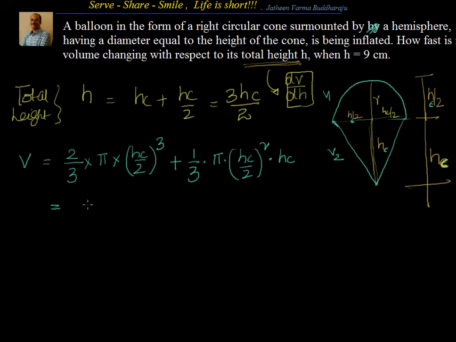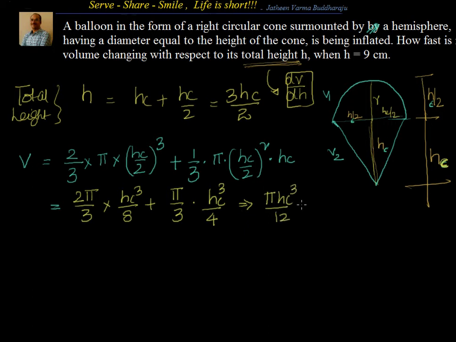If you simplify that, what we will get is 2 pi by 3 into hc cube by 8 plus 1 by 3 pi into hc square by 4 or hc cube by 4, which is equal to pi hc cube by 12, because 2 will go 4 times, and we have another pi hc cube by 12, which is equal to pi into hc cube by 6.